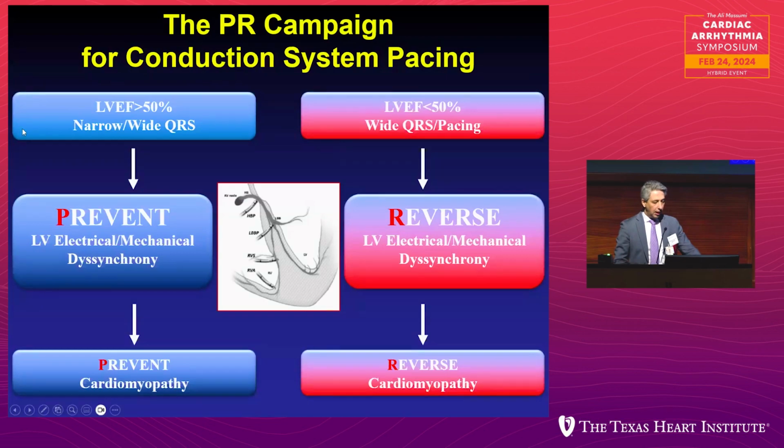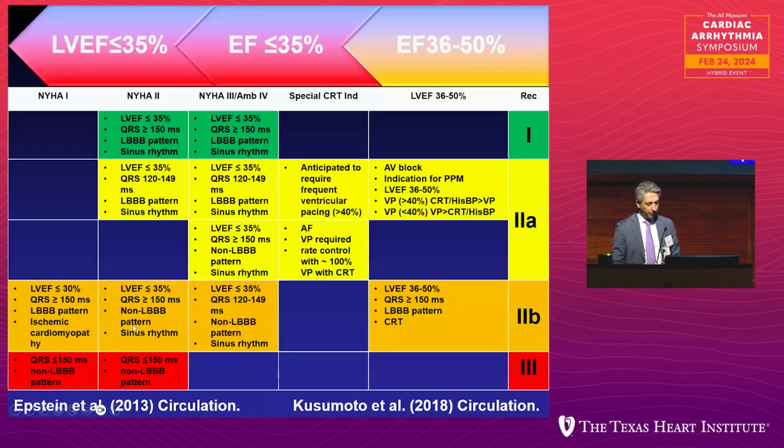So again, our goal for ejection fraction less than 50%, where you already have cardiomyopathy and usually either a wide QRS or a high degree of RV pacing, is to reverse LV electrical and mechanical dyssynchrony and hopefully reverse the cardiomyopathy. For patients with normal ejection fraction that require a high degree of RV pacing, we would like to prevent LV electrical and mechanical dyssynchrony due to RV pacing and potentially prevent the cardiomyopathy.